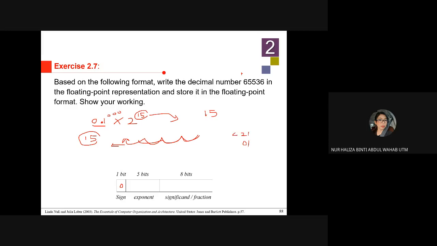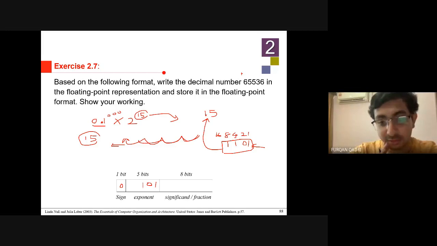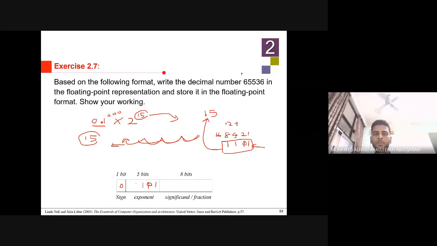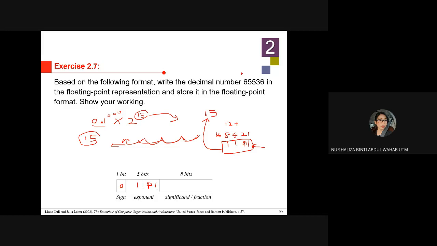1, 2, 4, 8, 16. So I'm going to have this. This is my 15 in binary. So I'm going to write 0. That's 13, not 15. 12 plus 13. Okay. It's going to be 1 over here, isn't it? 111, yes. Okay. Thank you for correcting me.